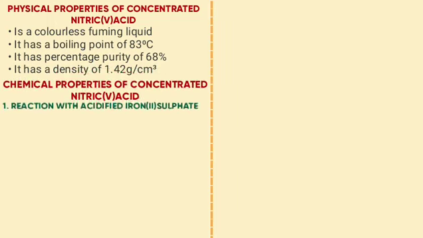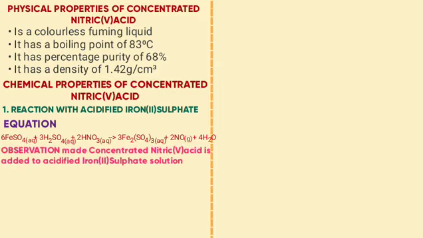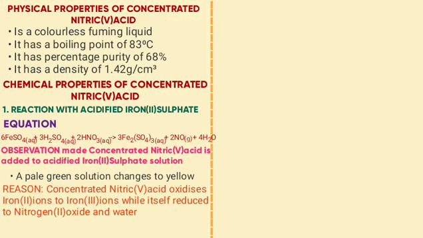1. Reaction with acidified iron 2 sulfate. Equation: 6 iron 2 sulfate plus 3 sulfuric acid plus 2 nitric 5 acid, arrow, 3 iron 3 sulfate plus 2 nitrogen 2 oxide plus 4 water. Observation made when concentrated nitric 5 acid is added to acidified iron 2 sulfate: a pale green solution changes to yellow. Reason: concentrated nitric 5 acid oxidizes iron 2 ions to iron 3 ions while itself reduced to nitrogen 2 oxide and water.